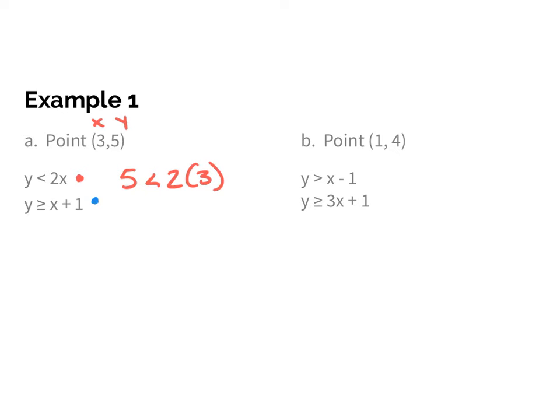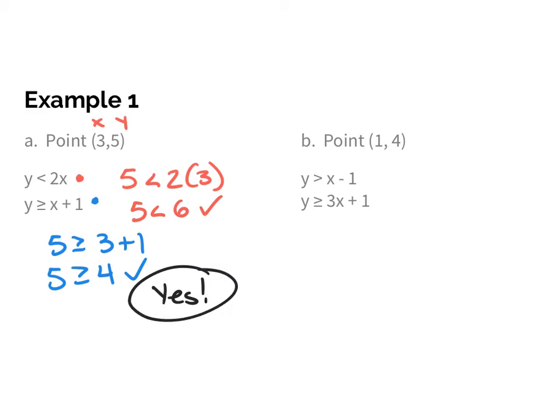And now I just want to know, is this true? What I get is 5 is less than 6. That is a true statement, so we're good to go on that one. We also have to plug it into the next one. So I have y is greater than or equal to x plus 1. I'm going to plug in 5 where y goes and 3 where x goes, and then my goal is to simplify. Here I would get 5 is greater than or equal to 3 plus 1, which is 4. Again, that also makes this true. Because it makes both inequalities true, that means this point right here would be a solution.